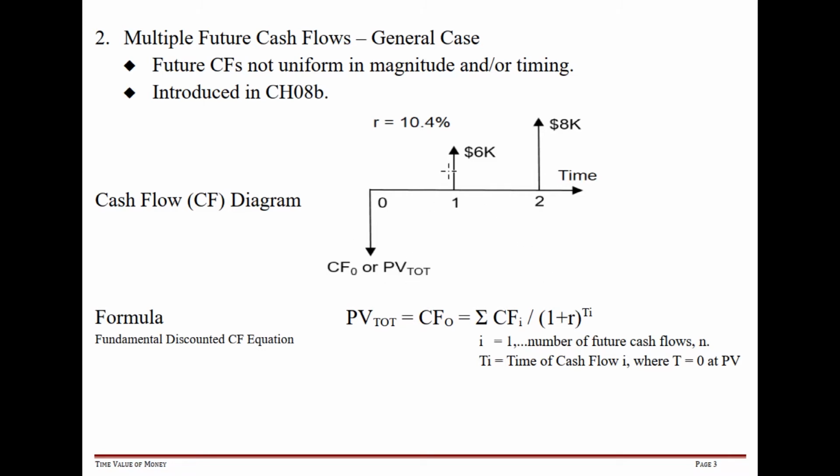So the CF0 is going to be the 6K discounted back to t equals 0. So discount it back first, then the 8K discounted back to t equals 0. Then you add them up. That's the way that summation sign works. And this was called the fundamental discounted cash flow equation.